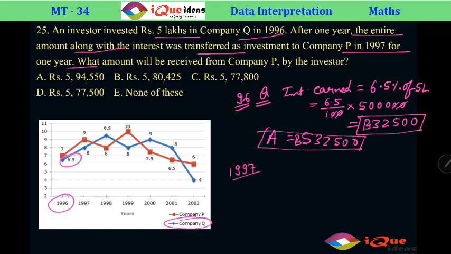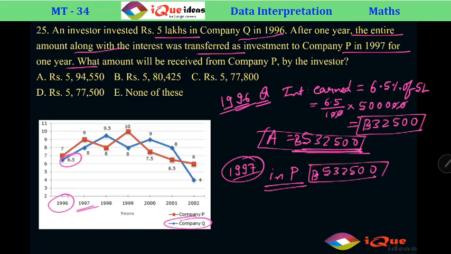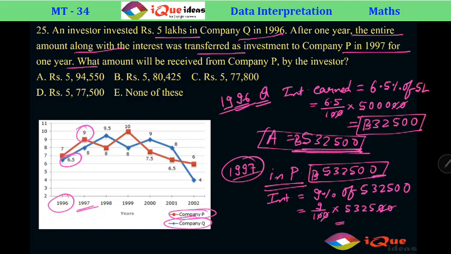Then in 1997, what happens? In 1997, this total amount, that is 5,32,500, is invested in P. And what is the interest rate in 1997 in P, that is the red one? That is 9%. So the interest will be 9% of 5,32,500. If you simplify, it is 9 by 100 into 5,32,500. So 0, 0 cancel. Multiply by 9 carefully. 9 times 5 is 45, write 5, carry 4. 9 times 2 is 18 and 4 is 22, write 2, carry 2. 9 times 5 is 45 and 2 is 47. So 47,925 rupees. This is the interest earned in the second year.